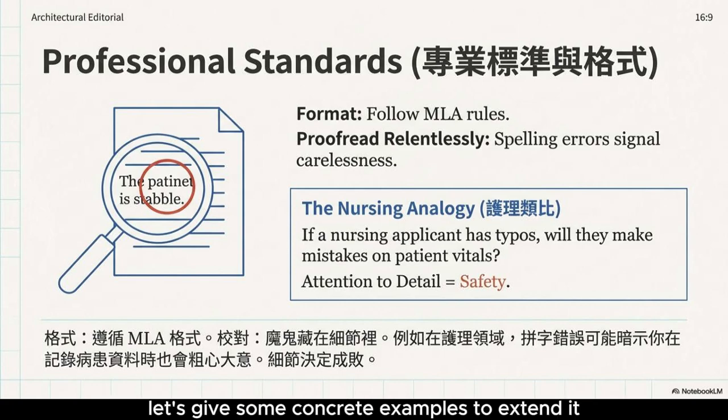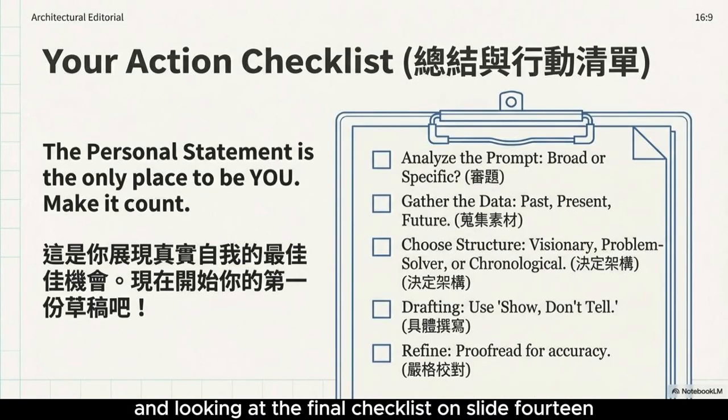Let's give some concrete examples to extend it. For a history major, a typo isn't just a mistake, it's a factual error. It destroys your credibility as a researcher. And for a business major, a typo in a contract is a huge financial liability. It's about professional reliability. We need to make them feel the weight of that error, no matter what their major is.